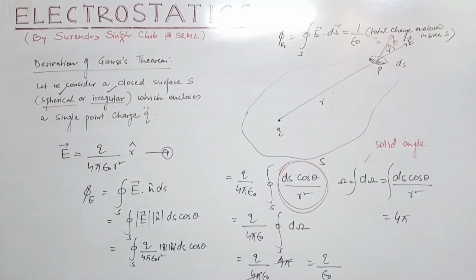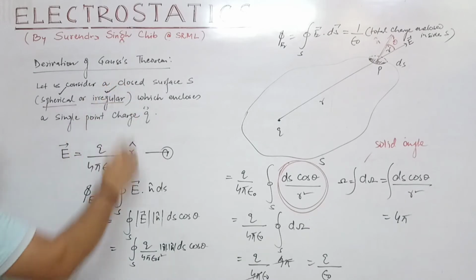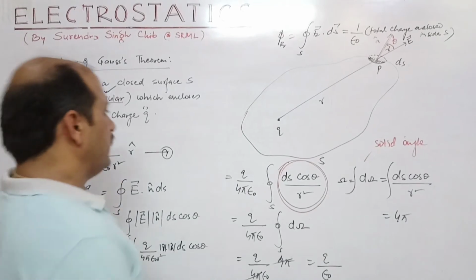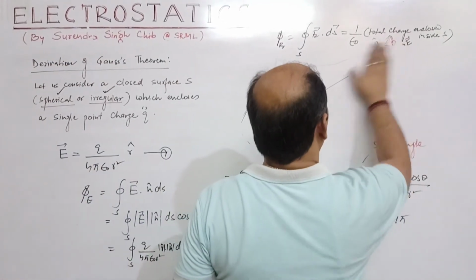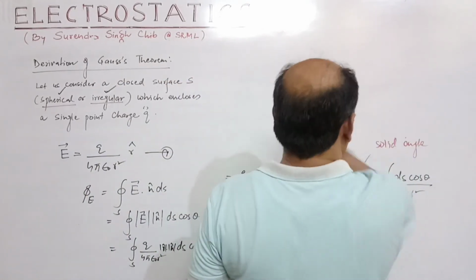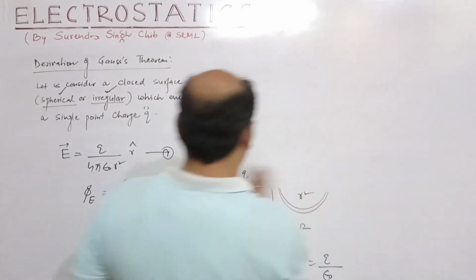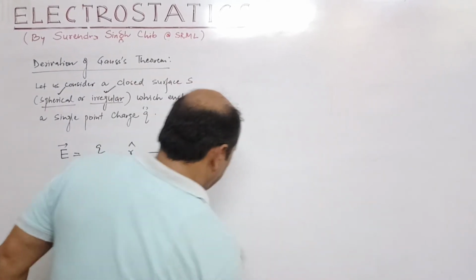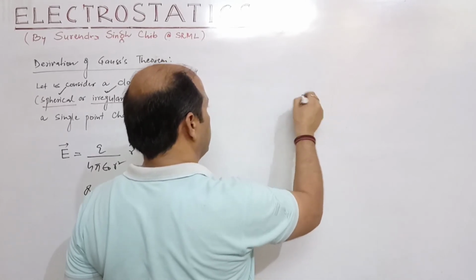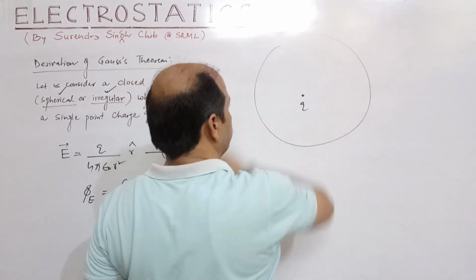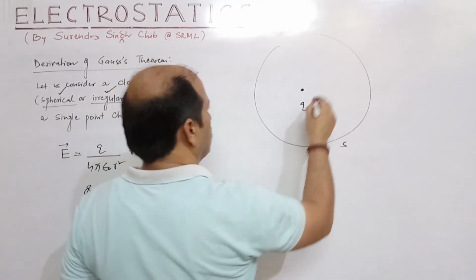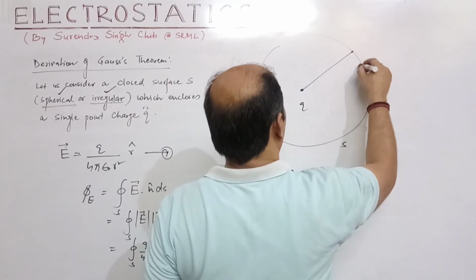This is for an irregular surface. See, for an irregular surface. But if it is not an irregular surface and we have to do it with a spherical surface, then it becomes very simple. Let's take a spherical surface. Now see, let us consider a charge Q at the center of a spherical surface. Say this is a spherical surface, and say this is a point P at a distance R.